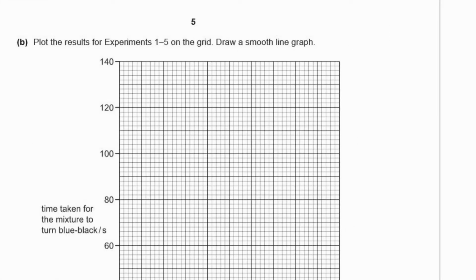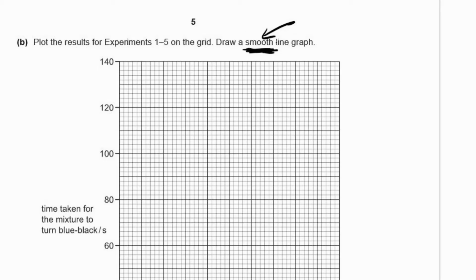B, plot the results for experiments 1 to 5 on the grid and draw a smooth line graph. A smooth line graph means do not use a ruler. It can either say a curve, and that would be not use a ruler. A straight line graph would be using a ruler. So you have to watch very carefully up here.